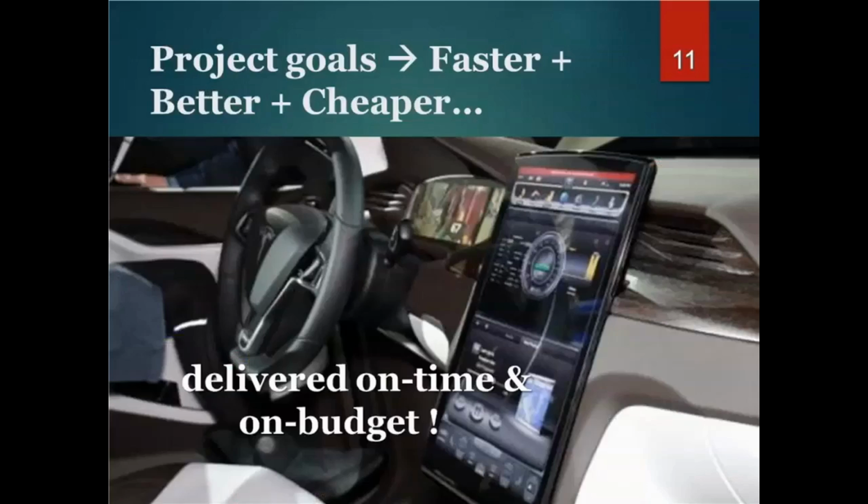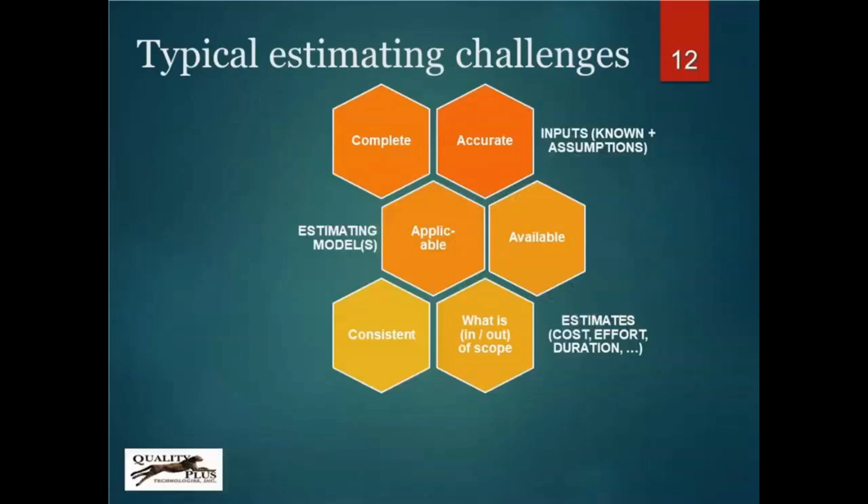So what are our project goals for software development? Faster? Absolutely. Better? Definitely. Cheaper? That would be nice. And we want it delivered on time and on budget. So our challenge is, what do we do about on time and on budget? One of our biggest issues, where we exceed our budget and we exceed our schedule, is because we didn't have a good estimate in the first place. That's a problem.